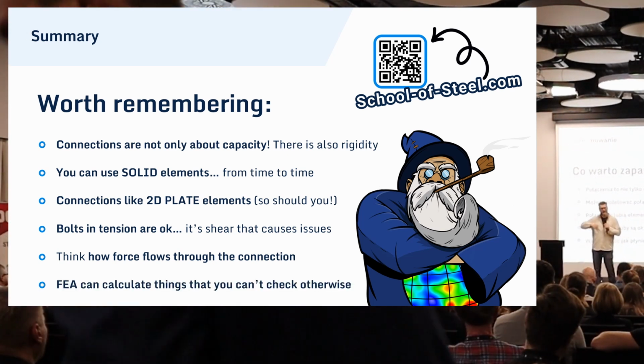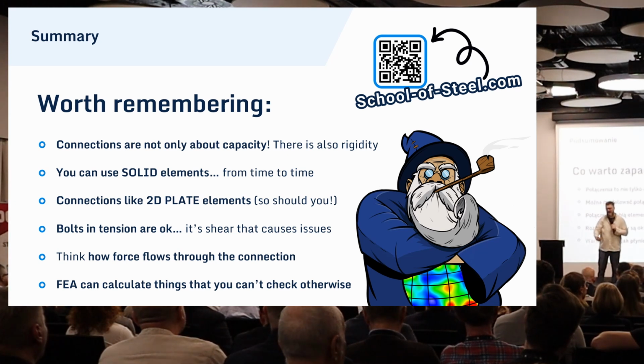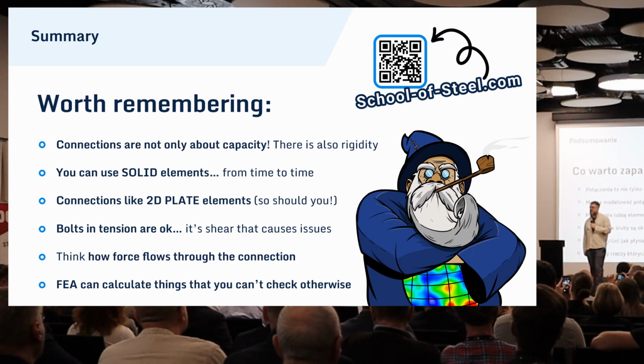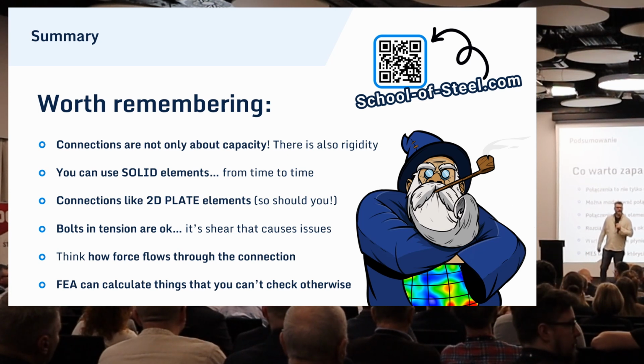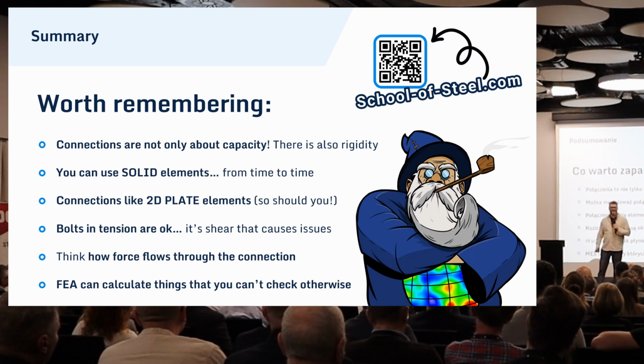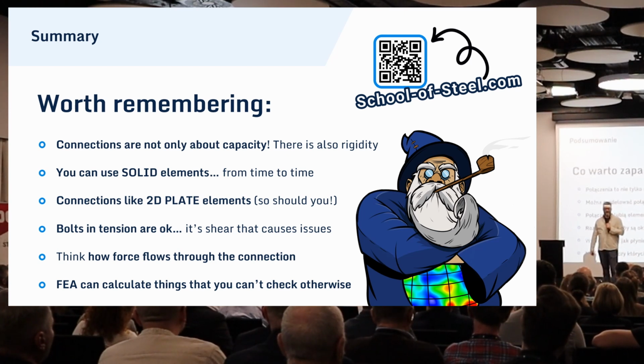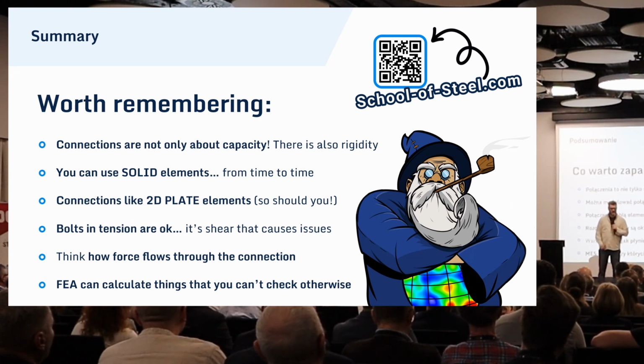And in the end, FEA can calculate things you wouldn't be able to check otherwise. And it's a huge benefit and a very big value. Thanks to this fact, you can really benefit, as sometimes you simply encounter a problem that is outside of what is described in a code. And if you know Eurocodes well enough, you will know that it actually happens more often than you would think. So using FEA in those cases is great.